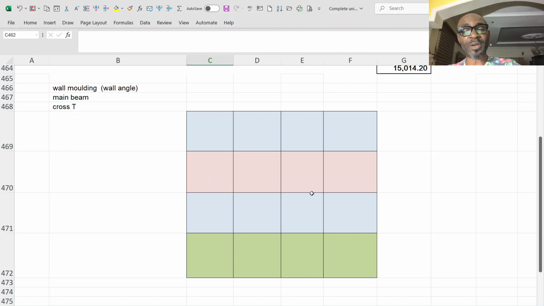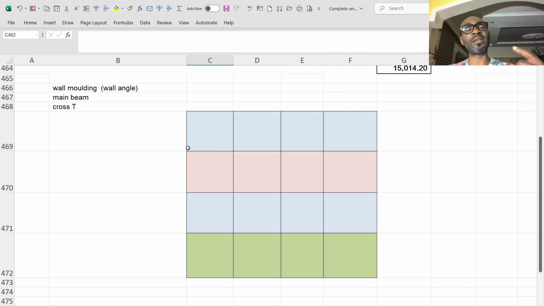Then you have another 1.2 cross T, then you put another 600. You have another 1.2, you put another 600. Then if you are getting to the end of the wall, you just put a 600 cross T, 600 cross T, 600 cross T, 600 cross T, and a 600 cross T. So this is the method.